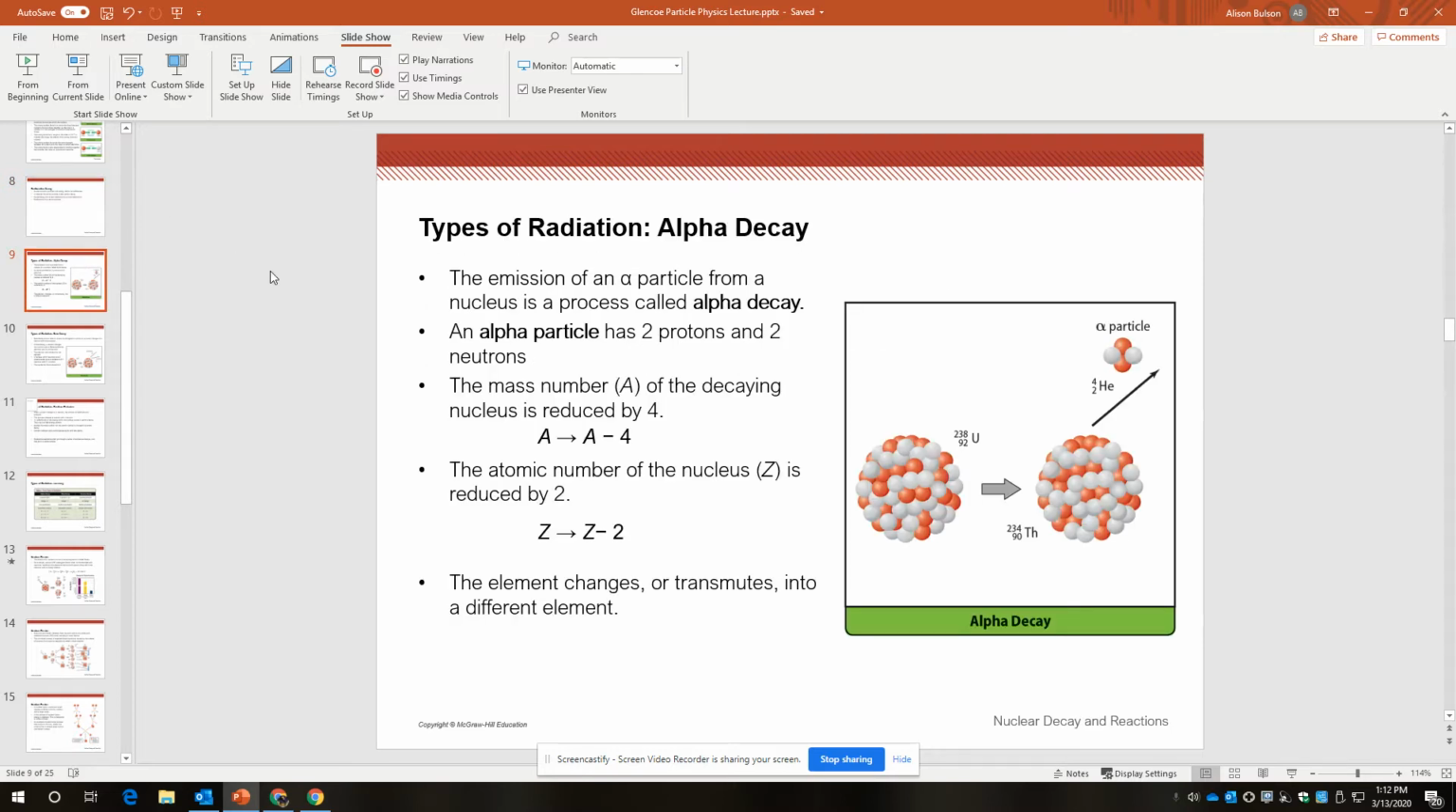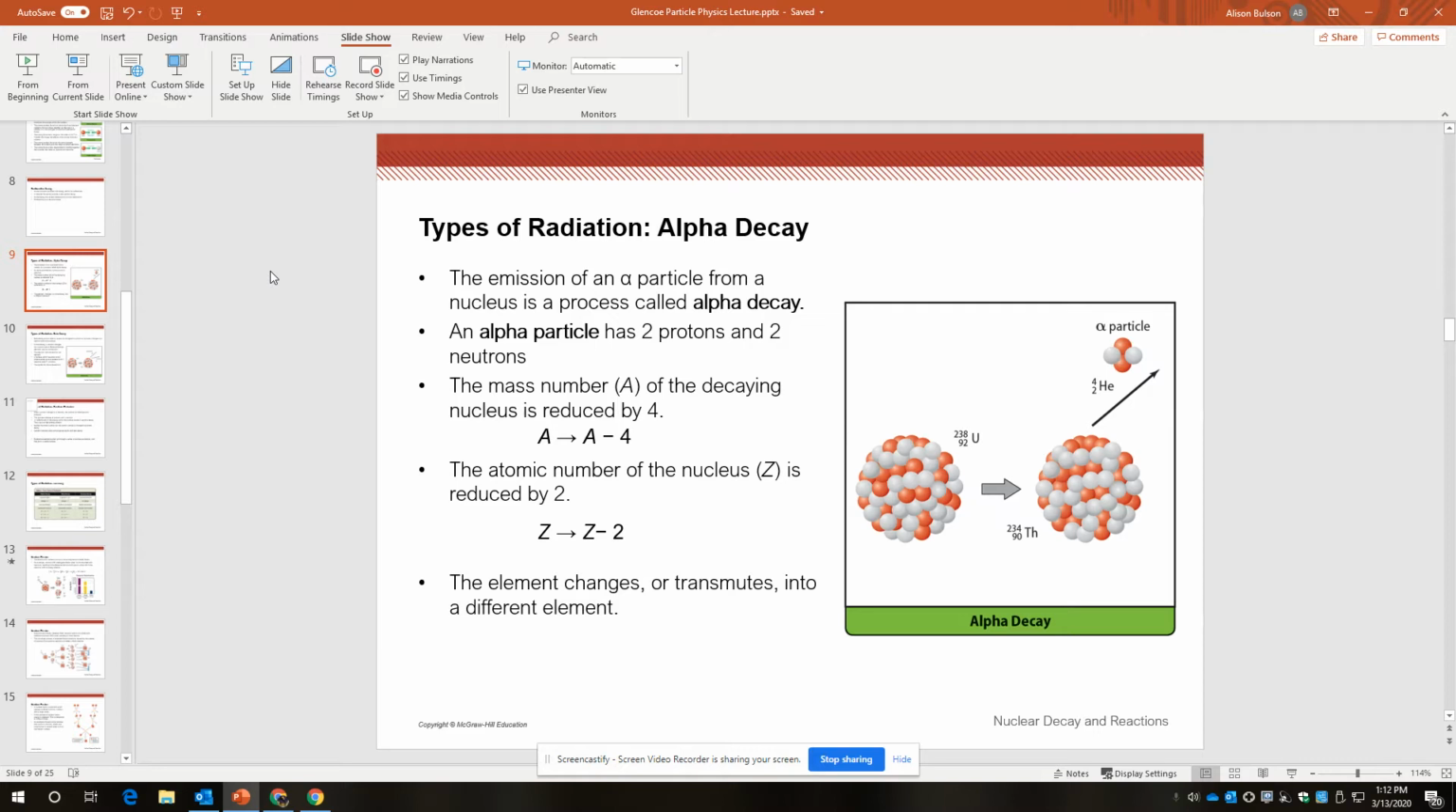So there are three types of radioactive decay, three types of radiation: alpha decay, beta decay, and positron emission, or gamma decay. The emission of an alpha particle from a nucleus is a process called alpha decay. And an alpha particle is a different name for a helium nucleus. An alpha particle is made up of 2 protons and 2 neutrons.